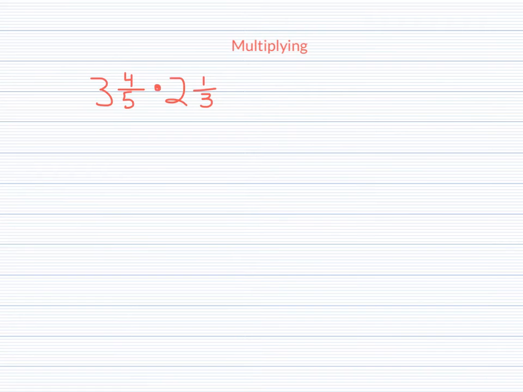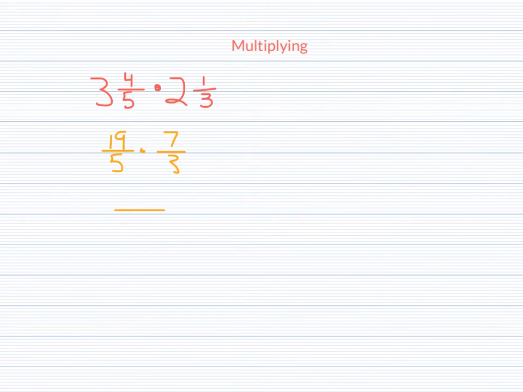Alright, let's try a multiplication problem. Here we got 3 4/5 times 2 1/3. So we'll do the same step first. Our improper fraction here is going to be 19/5, and our second improper fraction is going to be 7/3. Now when we multiply fractions, we just multiply straight across.